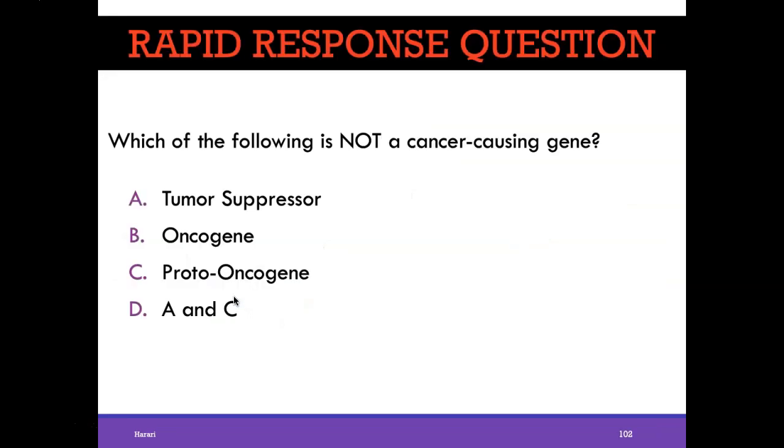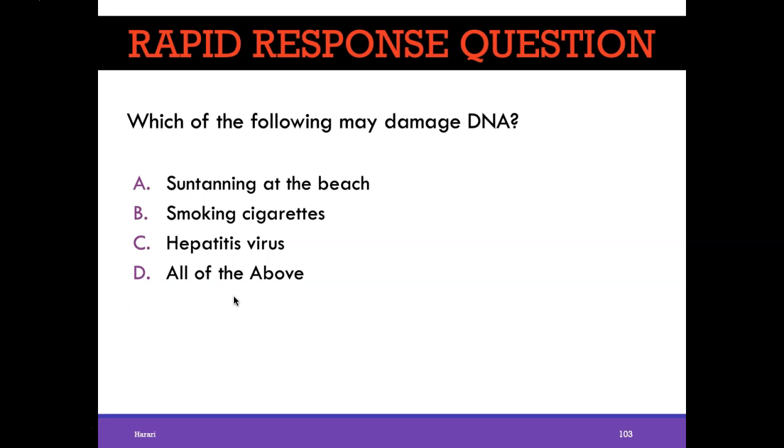Which of the following is not a cancer-causing gene? So please pause here. And the answer is C. A proto-oncogene is not a cancer-causing gene. It's a healthy gene that tells our cells to divide properly. Which of the following may damage DNA? So please pause here. And the answer is D. All of the above may damage DNA.